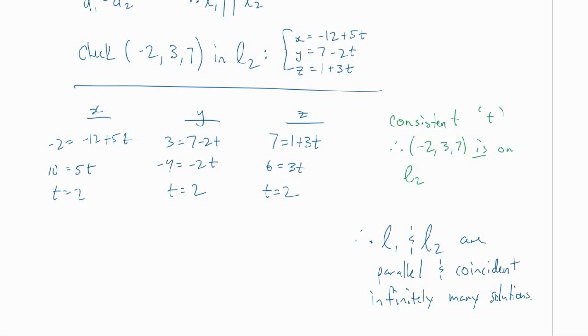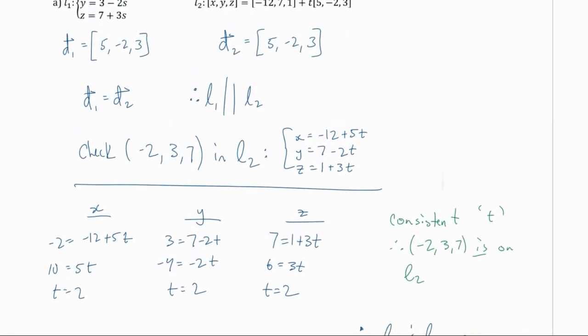Okay, so that is your final statement. This is true because the point was on the line, but when you get a consistent t, that means the point is on the line, so that also means that we've determined our final answer.